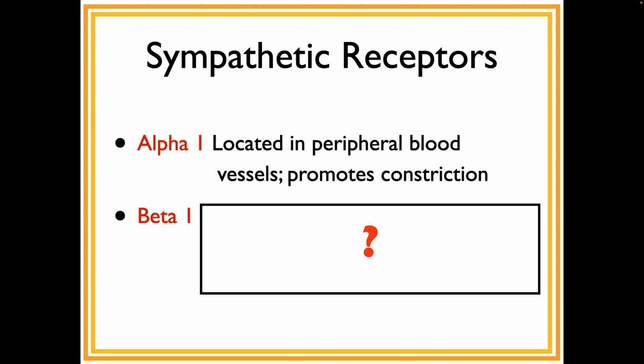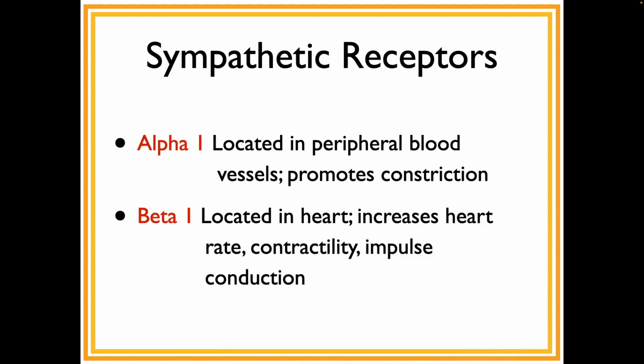Now, beta-1, again, they're located in many parts of the body, but for our purposes, and we are talking about the cardiovascular system, where are the beta-1 receptors located? The heart. The heart, okay? And when you stimulate beta-1 receptors, you get increased chronotropy, heart rate, increased inotropy, contractility, and increased impulse conduction, dromotropy. So when we talk about epi as a positive chronotrope, inotrope, dromotrope, that's because epi also stimulates the beta-1 receptors.